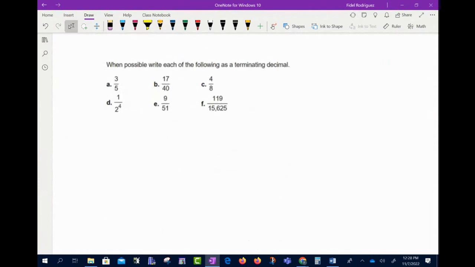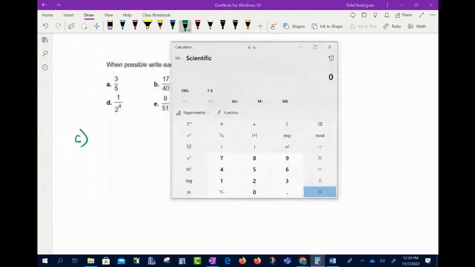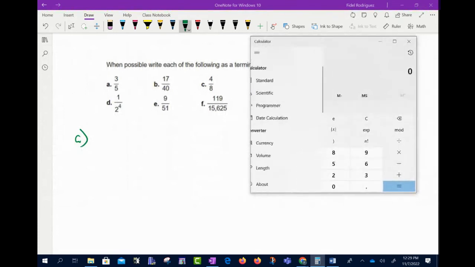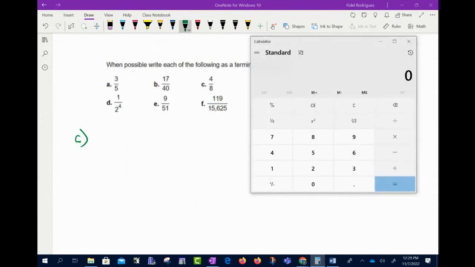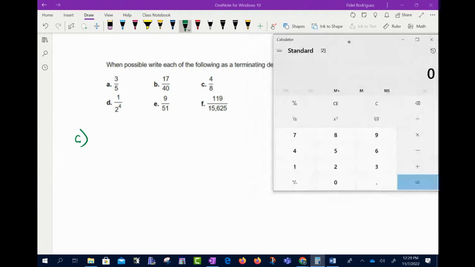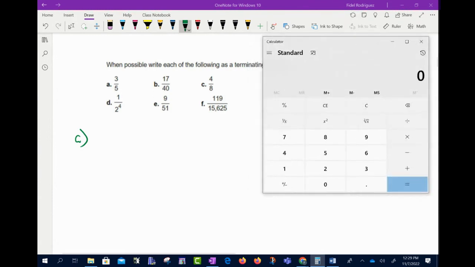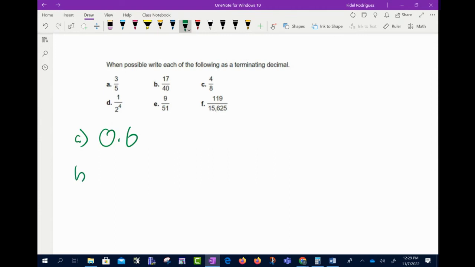Okay, so for these problems here, it just says, when possible, write each of the following as a terminating decimal. Y'all, this is really like a calculator problem. I guess the idea here is just to show your students examples of terminating decimals, okay? And if you're in 4th grade or 5th grade, students at that point are probably at least getting accustomed to calculators, right? And we're going to say, look, what's 3 divided by 5? Oh, look, that's 0.6, okay?